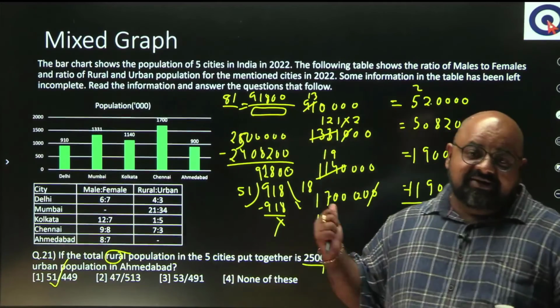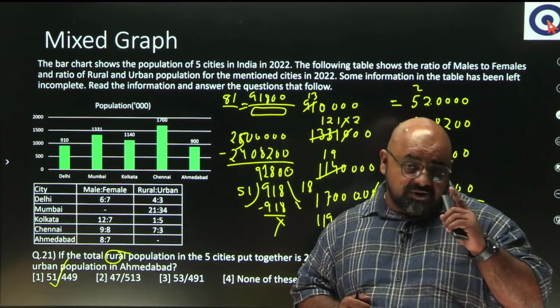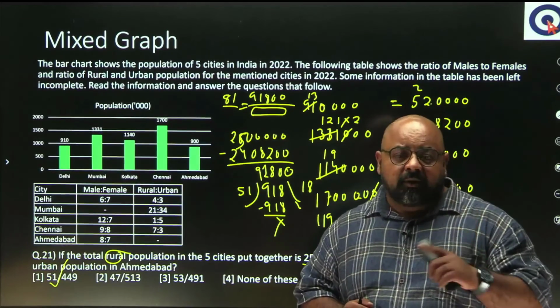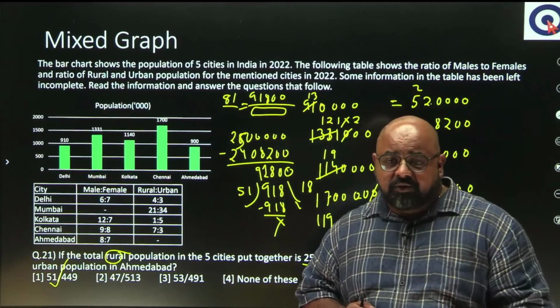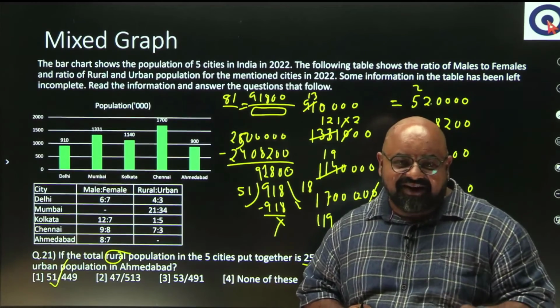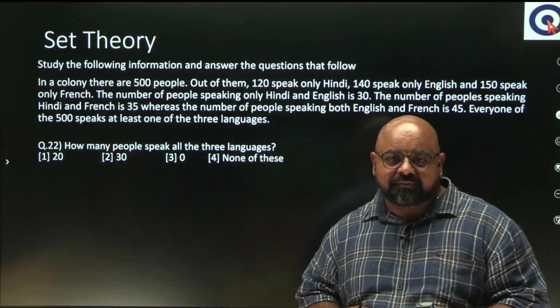Out of the 4 questions in this set, this 4th question should not have been attempted in the exam. It will end up eating a lot of time. There are lots of possibilities of making a mistake. You might regret it in the end, right? Moving on then.